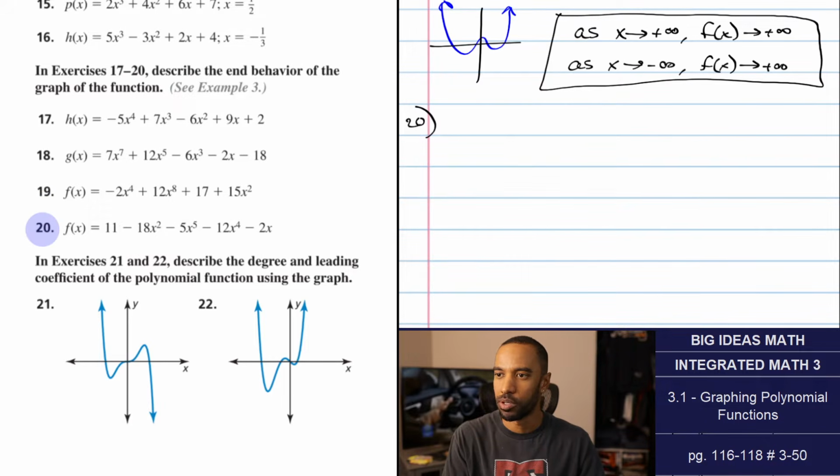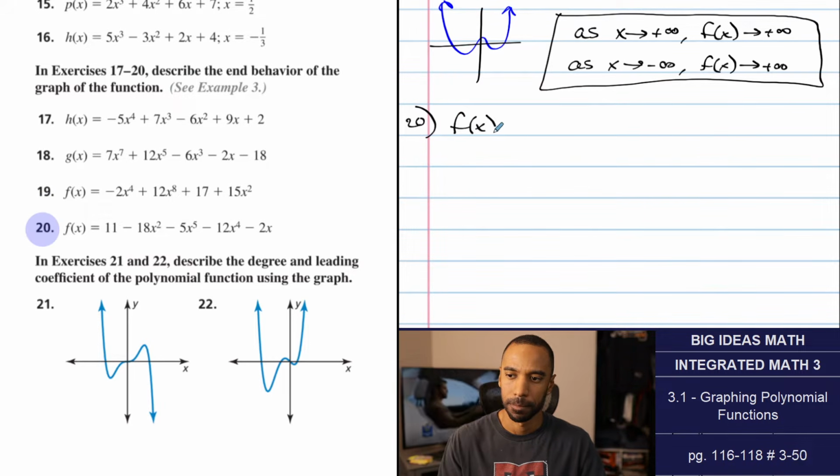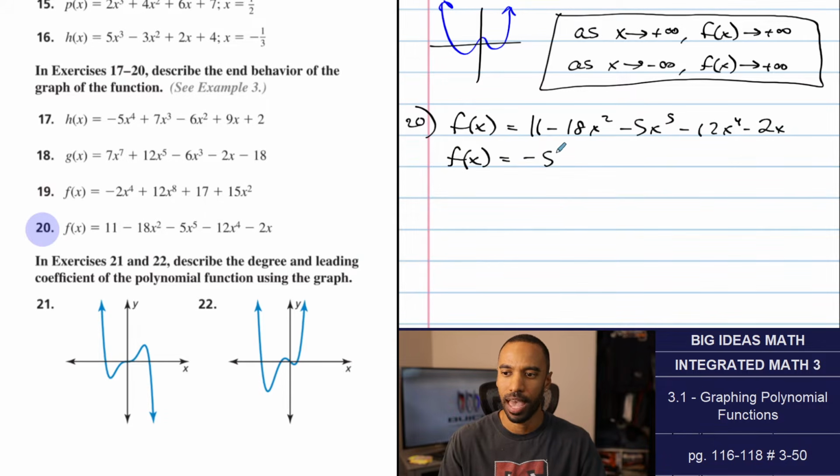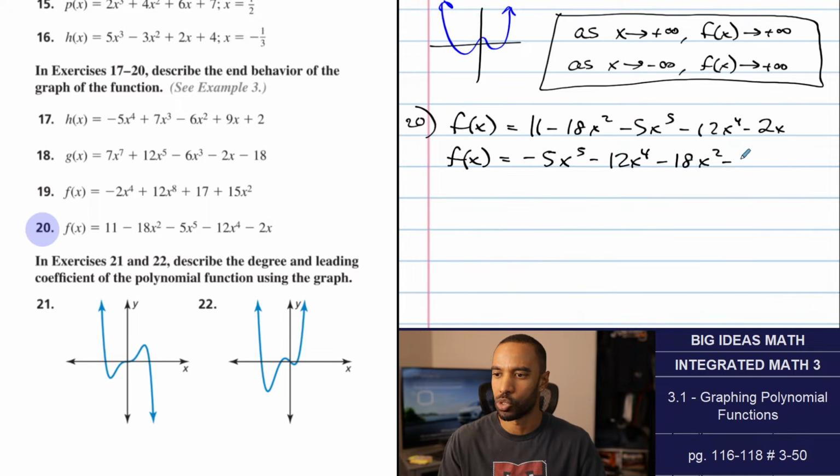F of x equals 11 minus 18x squared minus 5, also not in standard form, by the way, minus 12x to the fourth minus 2x. Let's rewrite it in standard form. The highest degree we can see is 5. And yeah, this is going to be what I was speculating. Minus 12x to the fourth minus 18x squared minus 2x plus 11.